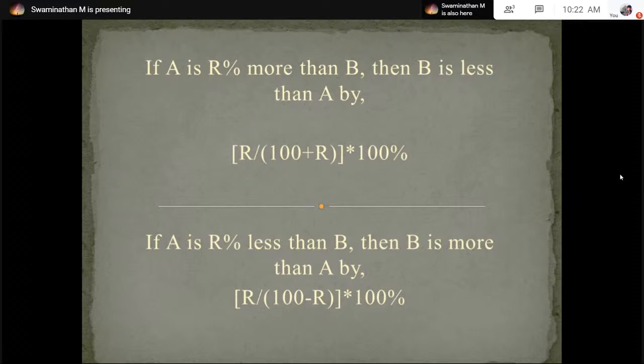Okay, two students have given correct answers for the last question. Okay, good going, guys. Next one.